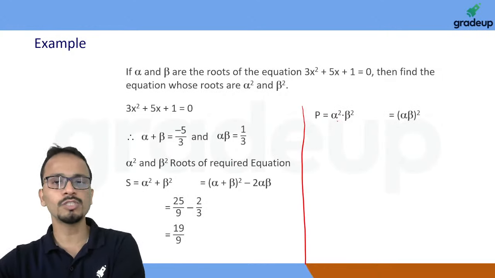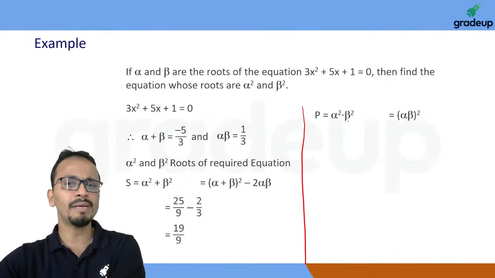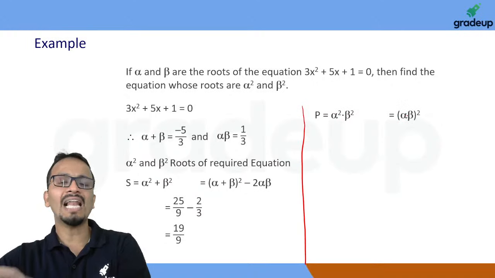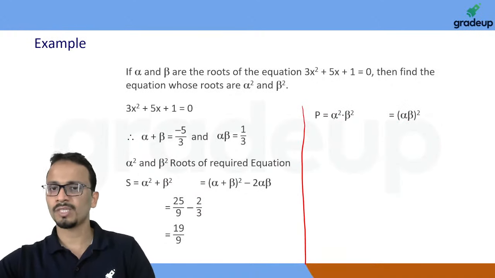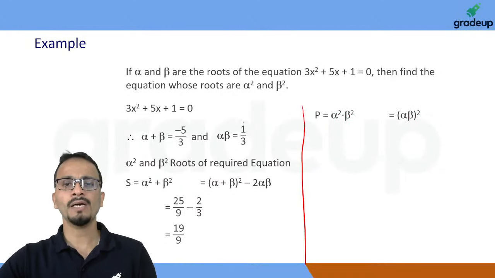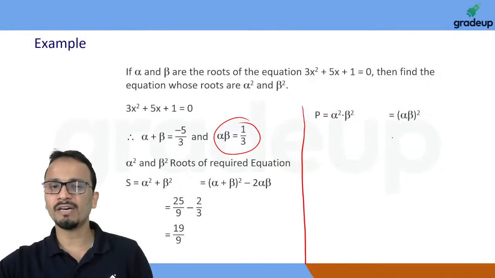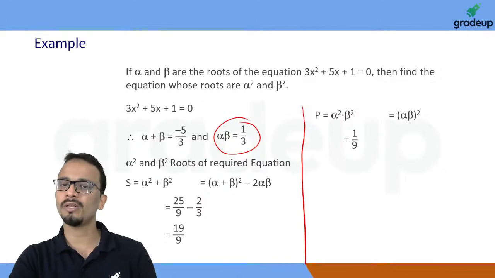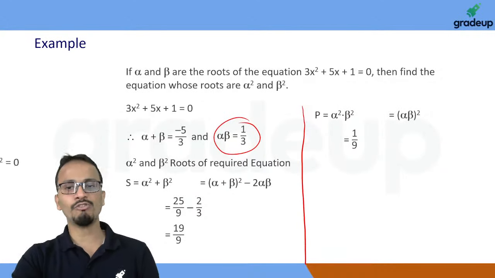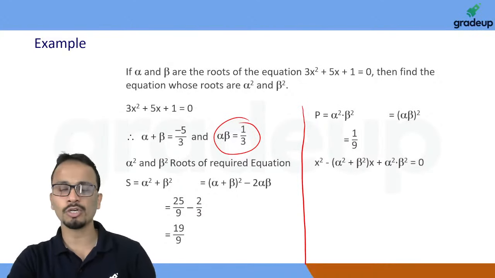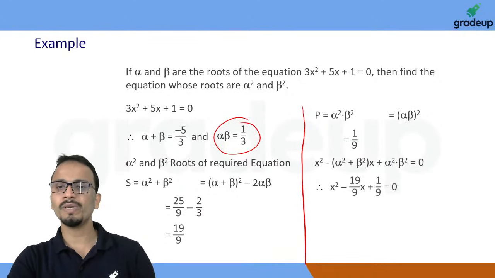The product of roots will be alpha square multiplied by beta square. Now you can write it as alpha into beta whole square. So alpha square into beta square can be written as alpha beta whole square. Substitute the value of alpha into beta, which is 1 upon 3. So alpha into beta whole square will be 1 upon 9. Now friends, you have obtained the value of the sum of the roots and the product of the roots. So you may substitute them.